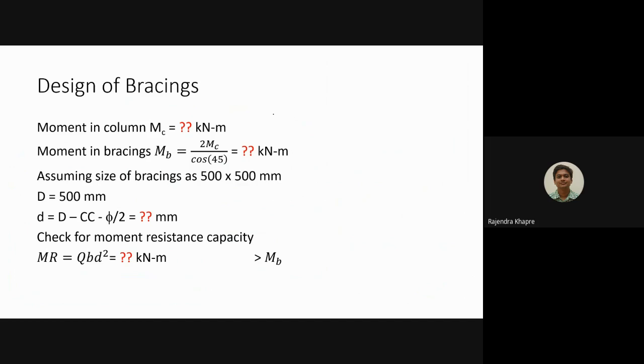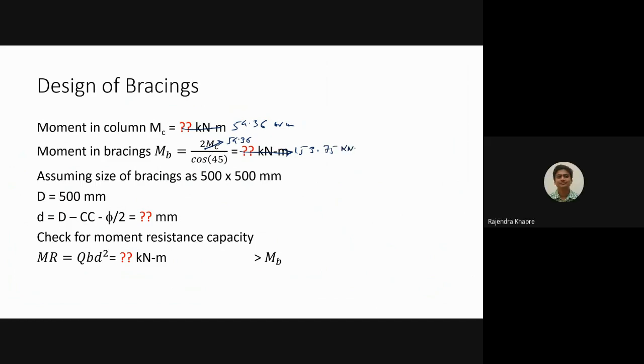Okay, so this is 54.36 kilonewton meter. Okay, so since the bracing is a part of your staging system, some portion of the moment will be transferred to the bracing also. So you can, using this expression, calculate the moment in the bracing. So this is 2 times MC divided by cos of 45. Okay, how much is this moment in the bracings? 153.75.